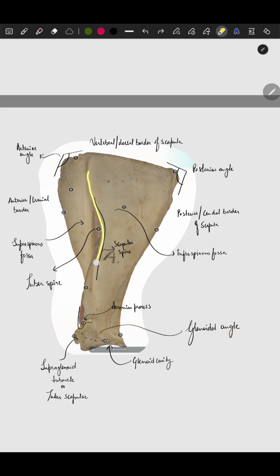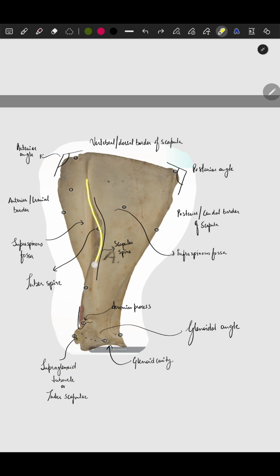And here is the scapular spine. It contains a tubercular structure which is known as tuber spine. The scapular spine ends as the acromion process, and the anterior border here ends as the supraglenoidal tubercle, or we can say tuber scapulae. It is known as the supraglenoidal tubercle because it lies just above and anterior to the glenoidal cavity.